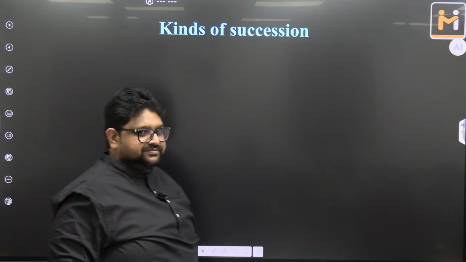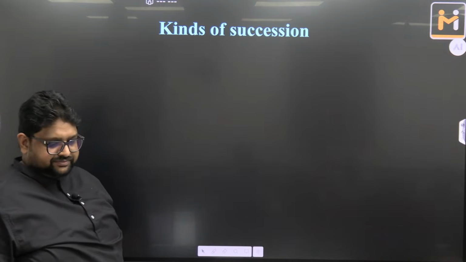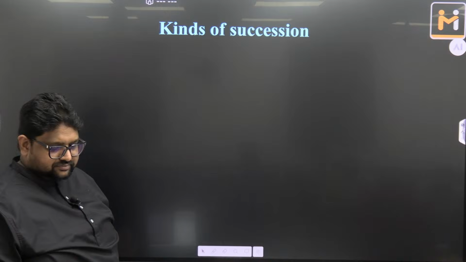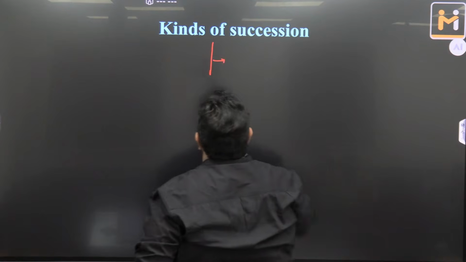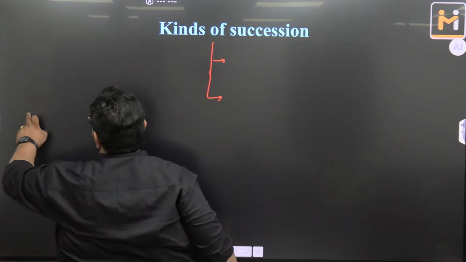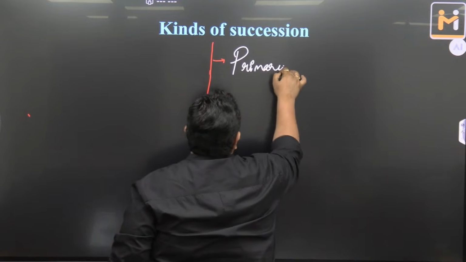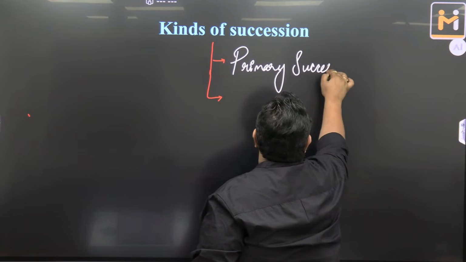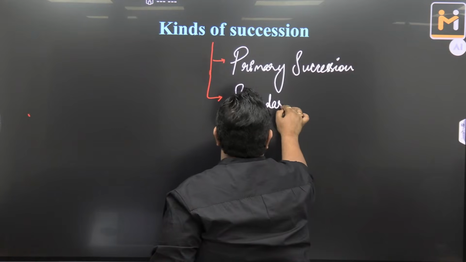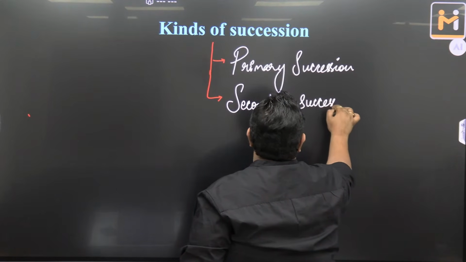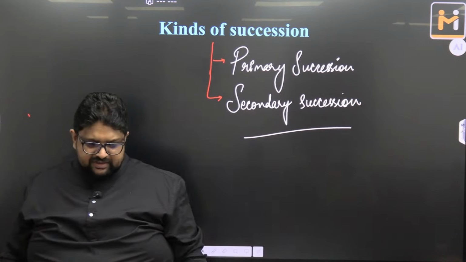Next, kinds of succession. There are two kinds of succession: primary succession and secondary succession.